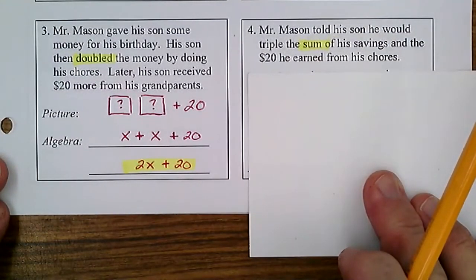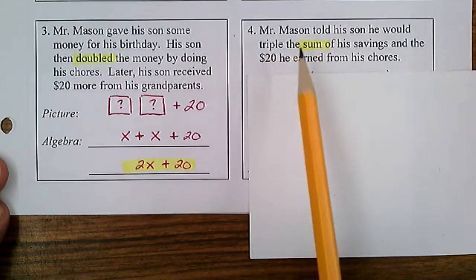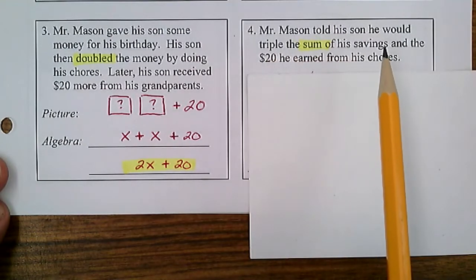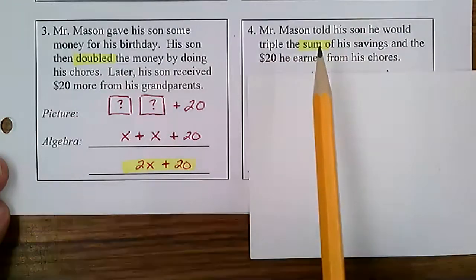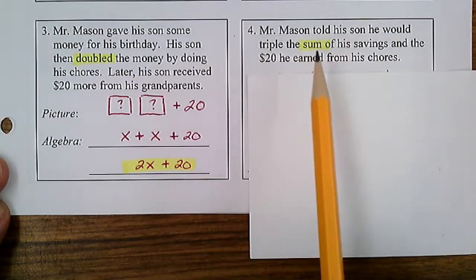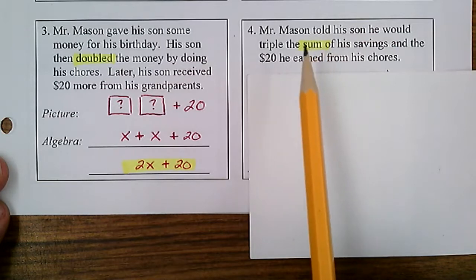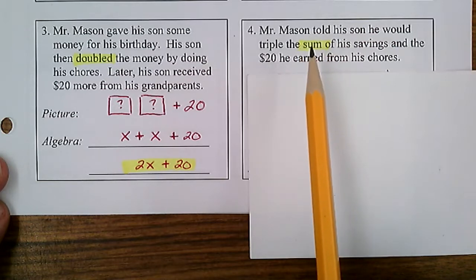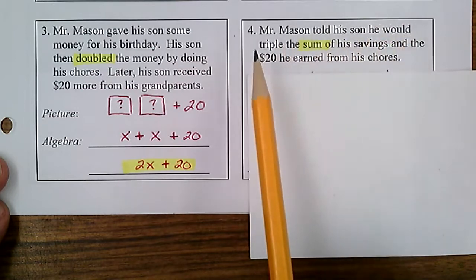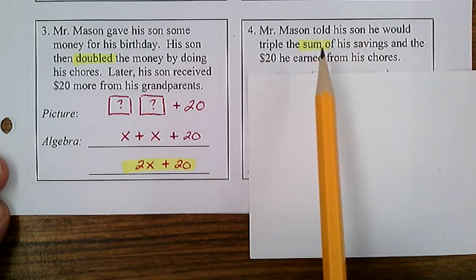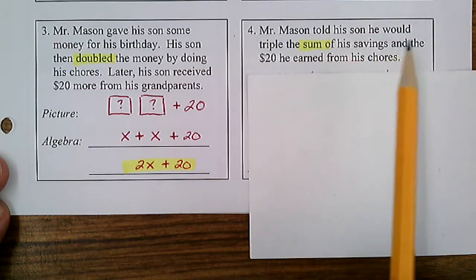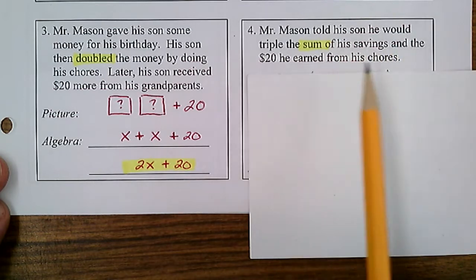Mr. Mason told his son he would triple the sum of his savings and the $20 he earned from his chores. Mr. Mason told his son he would triple the sum. Okay, sum, that's one of those VIP private party words that we've been talking about. So it's an adding private party, so we have to ask who's at the private party. Okay, so who's at the private party? What's going to get added? His savings and the $20 he earned from his chores.